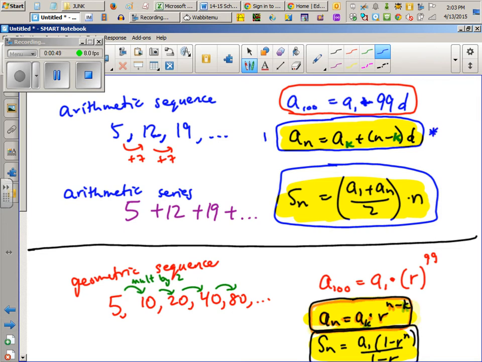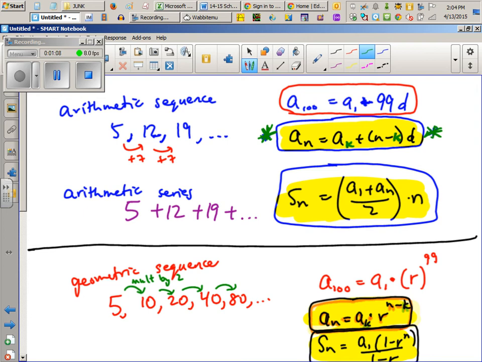This is a really cool little formula in yellow, and I'll highlight it and put green asterisks next to it. It is saying that to find any term, you can take any term and add n minus k times d, where k and n are the subscripts of the terms. So that's a nifty formula.